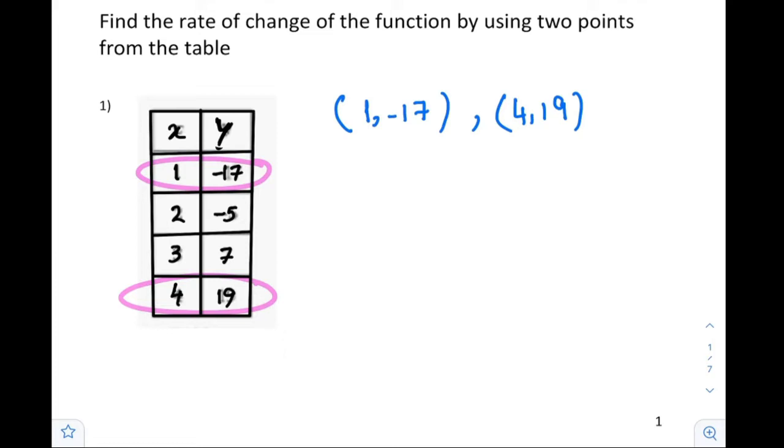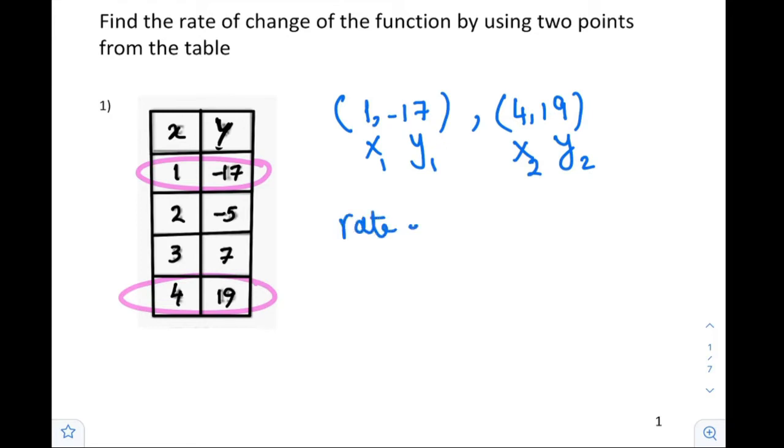Any point includes x and y. The other one is also x and y. You can assume that the first point is this one and the second point is the sixth one, or vice versa. You can exchange, no problem. And then we will apply the rule.